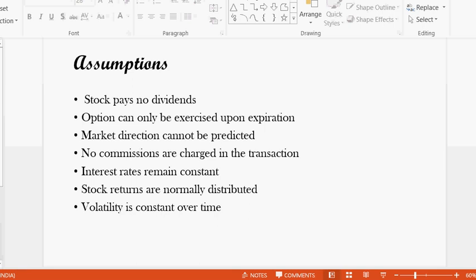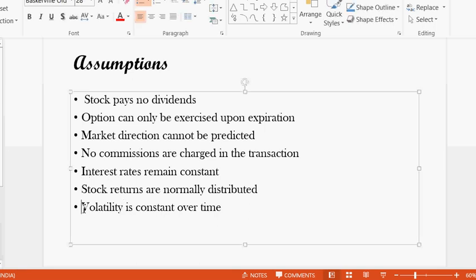Then the market direction cannot be predicted, which means the market is going to move in a random fashion and the movement cannot be predicted, and there are going to be no transaction cost on either buying or selling of an option. And during the time of expiry, the interest rate and the volatility will remain constant over the time of expiry. Finally, the stock returns are normally distributed. So these are the assumptions on which this model has been built.